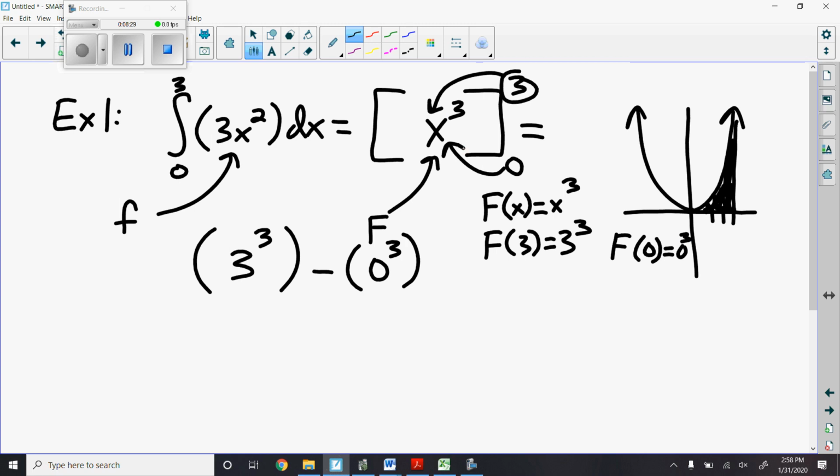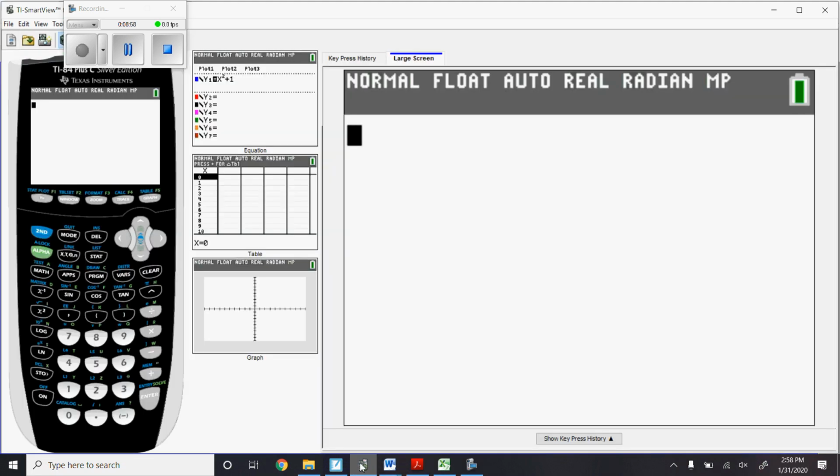And when I do that, I get 3 cubed is 27, and 0 cubed is 0, so I get 27 minus 0, which equals 27. Okay, which is the answer to my problem. That's the exact area here. Now, to confirm this, let's take a look at our calculator. I'm going to show you 2 different ways that we can do this. One way we can do it is by looking through the graph.